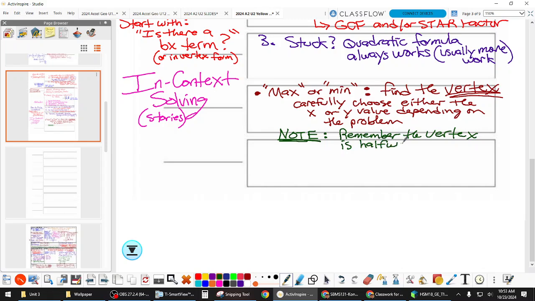The vertex is halfway, or average, halfway between the x-intercepts. So there might be a scenario when that's how you could find the vertex. If you know when it hits the ground and when it started, you might be able to just say, hey, I know the vertex is right in the middle of those two times.